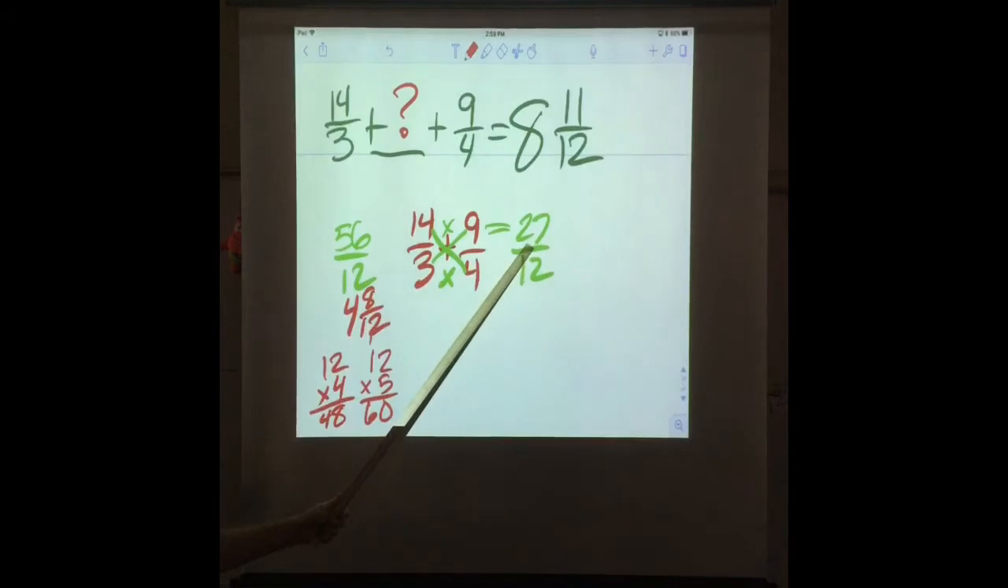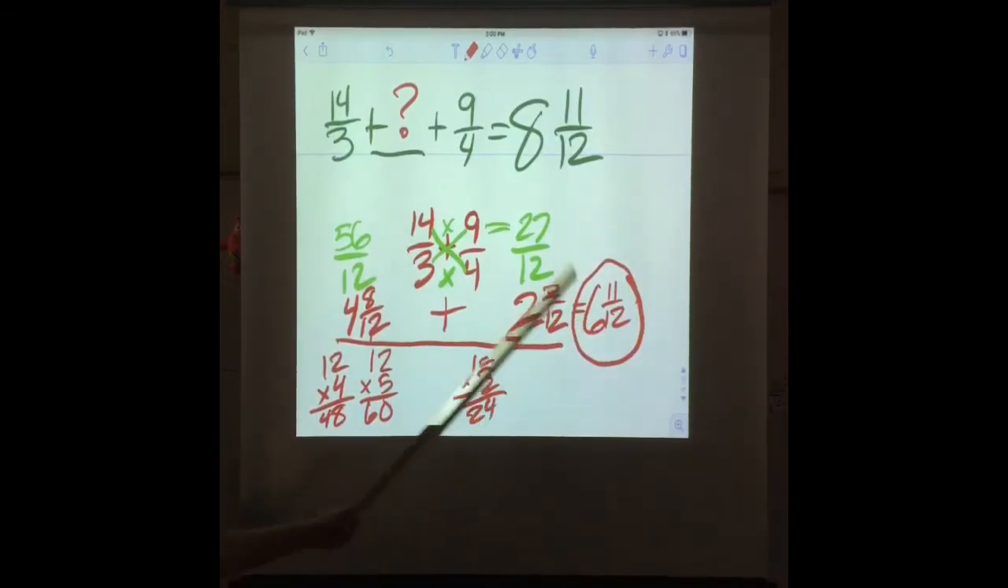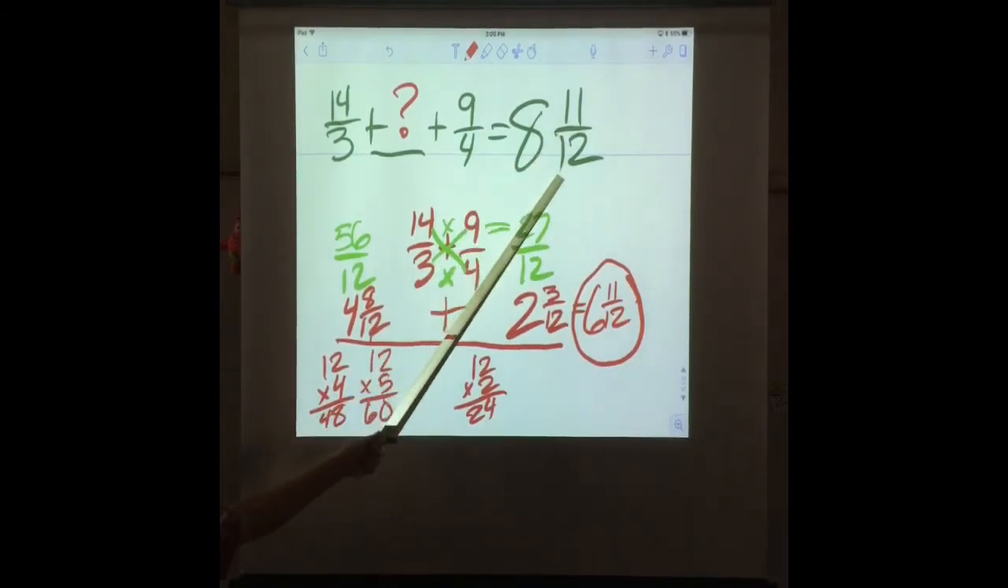How many 12s do we have in 27? Well, we would have 2. That's 24, right? So we can convert this over to 2 wholes. And how many left over? 3 twelfths. Then we could add these two guys together. And that's going to make 6. And 8 plus 3, 11 twelfths. So now we have 6 and 11 twelfths, but we need to have 8 and 11 twelfths.